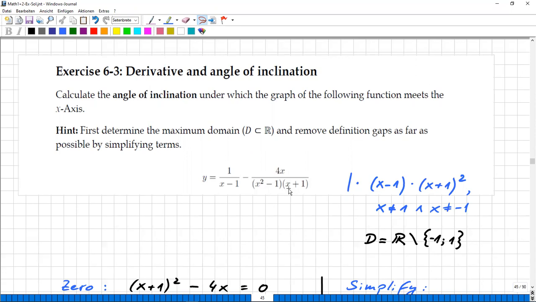Now it turns out that by setting this term equal to zero, the result will be, at first sight, a contradiction to the domain of this function, which has two distinct definition gaps. Now let's start out.